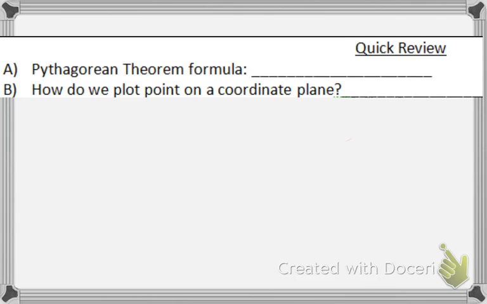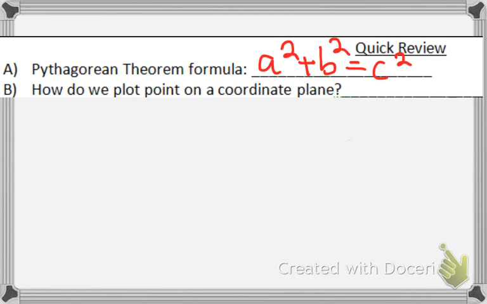What is the Pythagorean theorem formula? It says that if you have some legs and you have the hypotenuse for a right triangle, it says that a squared plus b squared equals c squared. Square the legs, add them together equals the hypotenuse squared.